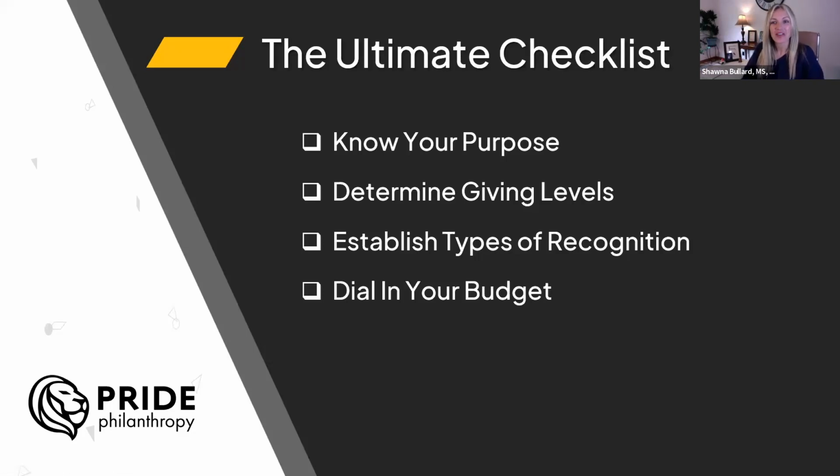But we want to make sure that we are going through the checklist, which is knowing your purpose. Why are we intentional about donor recognition? Okay. We want to be able to determine our giving levels. At which different levels, what does that even mean? What do the giving levels mean? Establish types of recognition. There are so many different ways to be able to say thank you and to recognize those who are supporting our missions, and then being able to dial in our budget. So you need to be able to firmly and confidently check off each of these boxes in order to establish how much you should be spending, what your recognition policy is, how you're recognizing, and to feel confident within the space of donor recognition.